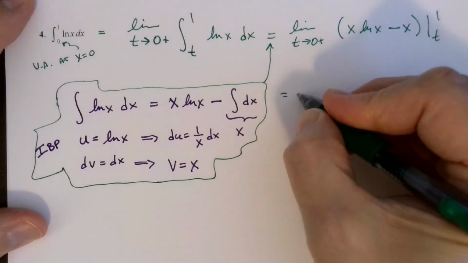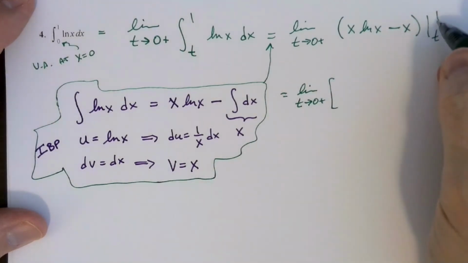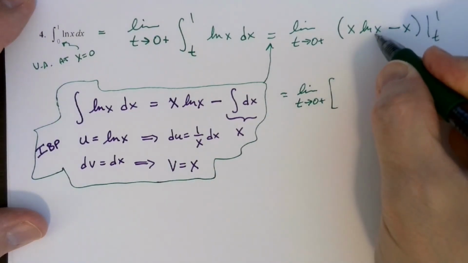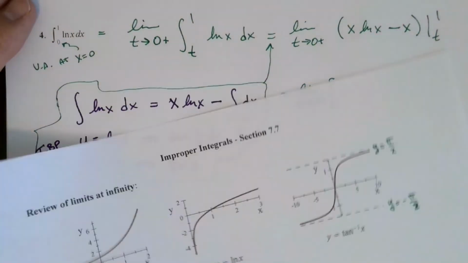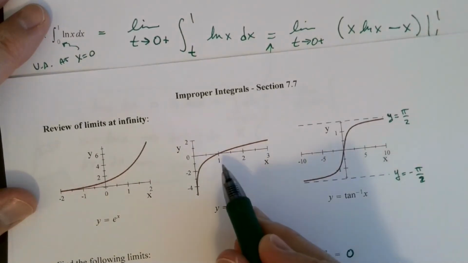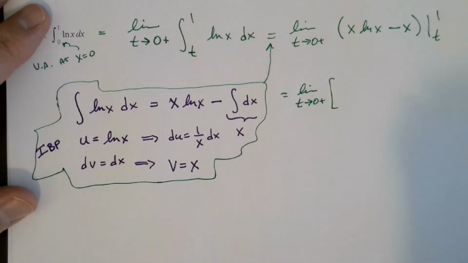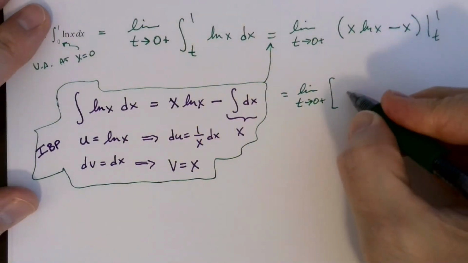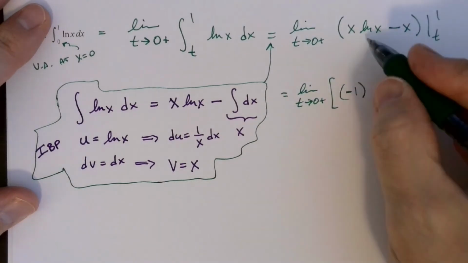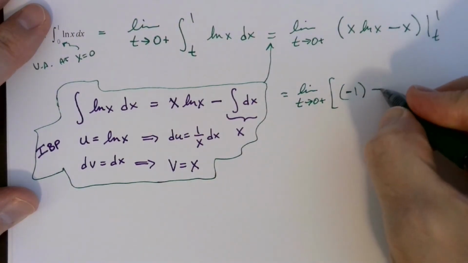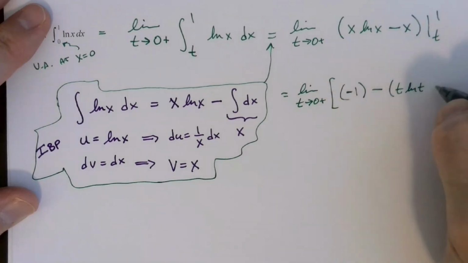So this is equal to the limit as t goes to 0 from the positive side of what? Let's evaluate this at 1. Well, what's the natural log of 1? 1 times the natural log of 1. What's the natural log of 1? 0, right? Natural log of 1 is 0. So that's 0 minus 1, so that just becomes negative 1. When I plug in 1, 0 minus 1. When I plug in t, so minus what? Evaluate at t, I get t times the natural log of t minus t.